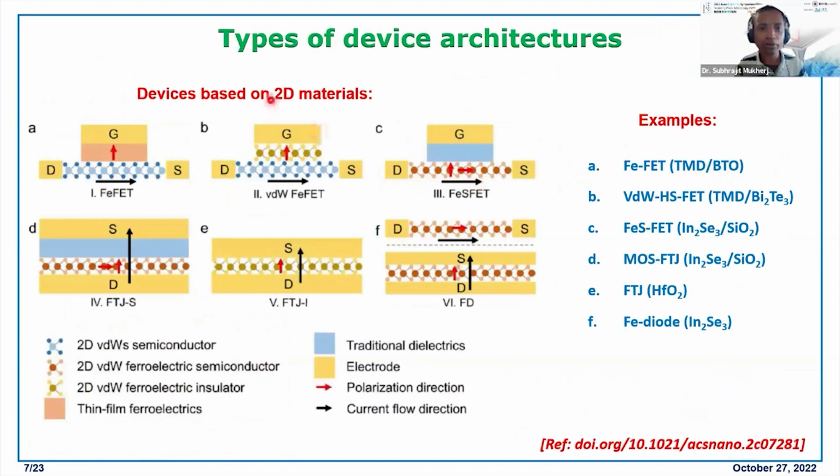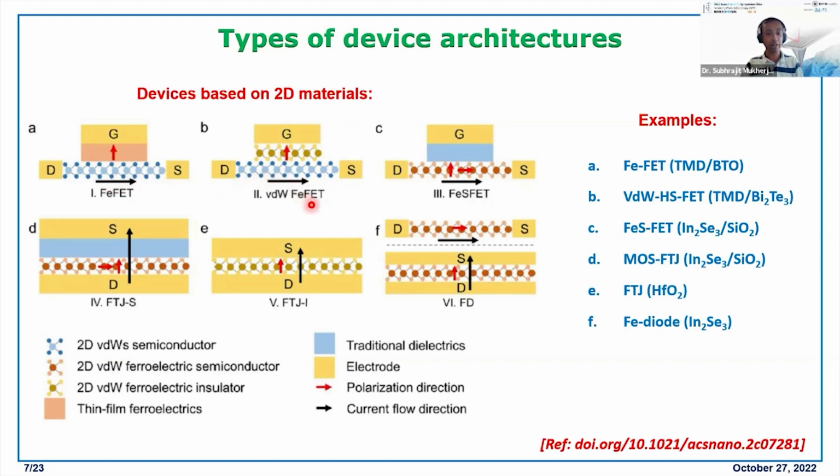Using these 2D materials or 2D material heterostructure based devices, you can have 6 types of devices where all the 2D materials are used. One is basically a simple ferroelectric FET, and another is a ferroelectric FET where the channel material itself is a ferroelectric material.